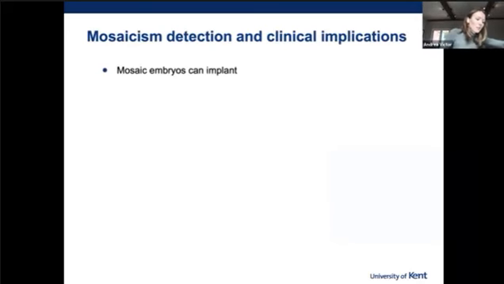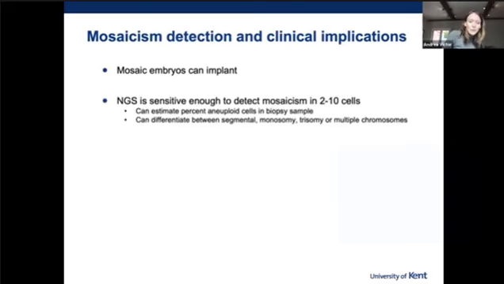So what do we know about mosaic embryos? We know that mosaic embryos can implant. We know that next-gen sequencing is sensitive enough to detect mosaicism in small cohorts of cells. And we know that it can estimate the percent aneuploid cells in that biopsy sample, as well as characterize the kind of abnormality in that biopsy piece.